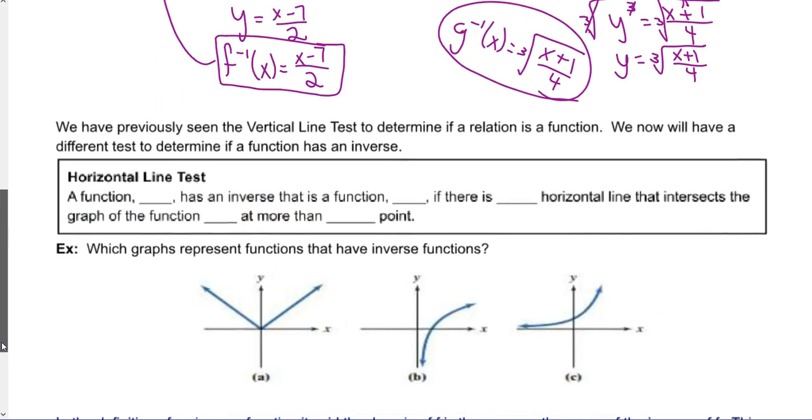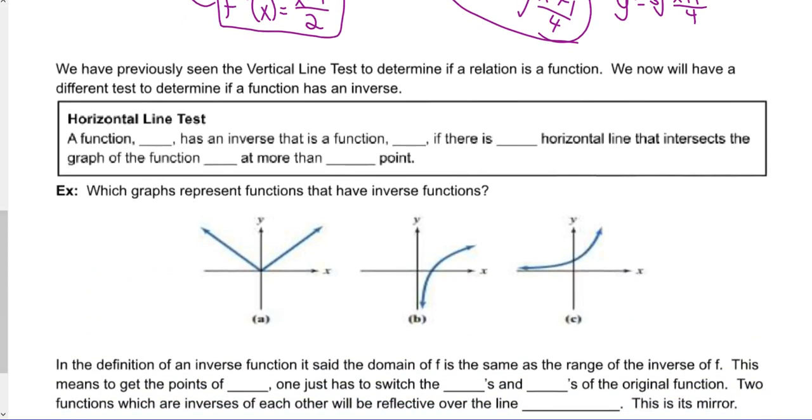Now, that is if we are finding the inverse, which means that we should already have known that the inverse exists. Not all functions have an inverse that exists. We've previously seen the vertical line test to determine if a relation is a function, which means that if I were to draw any vertical line through, it only has to intersect the relation in one spot for it to be a function.